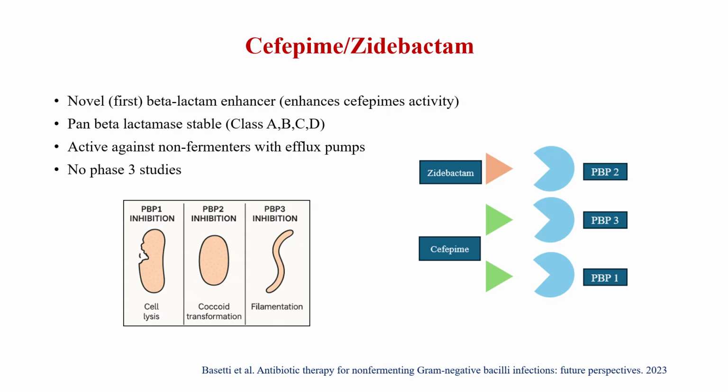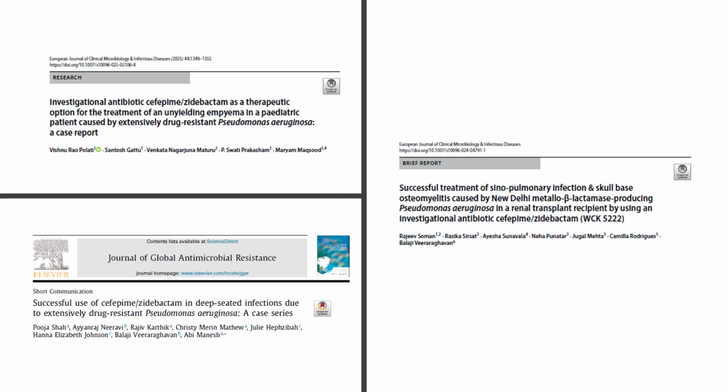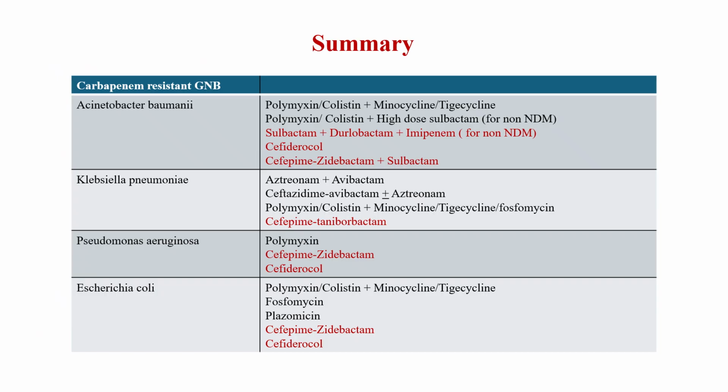Most of the time the MICs will hover around 16 and 32, and anything less than 64 is susceptible. So cefepime-zidibactam is definitely one of the great options for the treatment of carbapenem-resistant Pseudomonas. There are many case reports on the compassionate use of cefepime-zidibactam in carbapenem-resistant Pseudomonas aeruginosa, and the drug is yet to become available for commercial use, so we will be eagerly waiting for it. So this is about the management of carbapenem-resistant gram-negative infections.